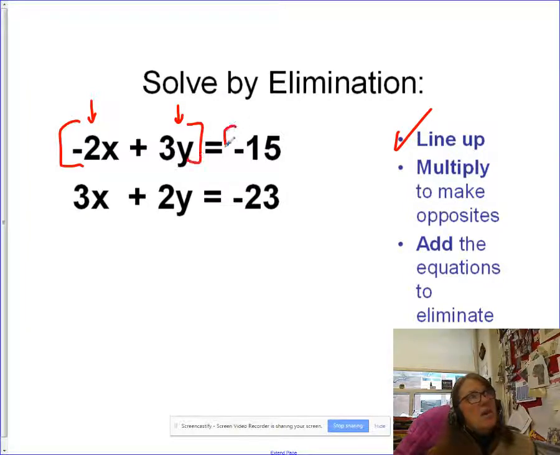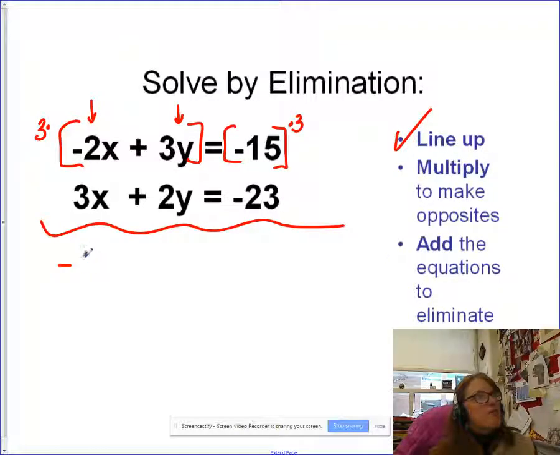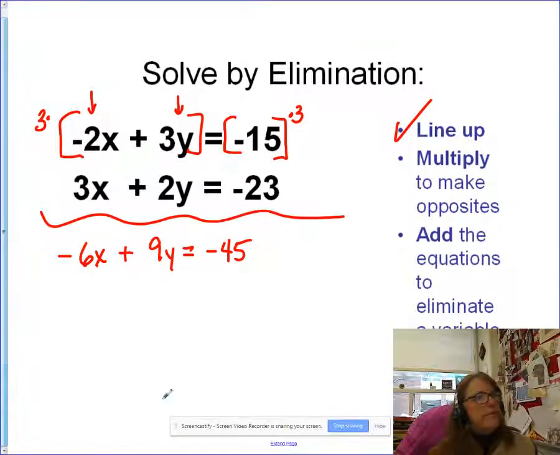I'm going to multiply the top equation by a positive 3. Do that on both sides. Okay, that's legal. This is going to give me a negative 6x. In fact, let's come down here and rewrite that first equation. Negative 6x plus 9y. All right, negative 15 times 3. Don't you dare grab a calculator. Who needs a stinking calculator?